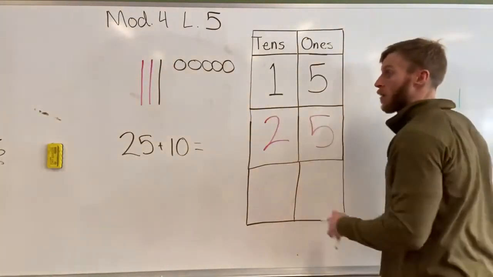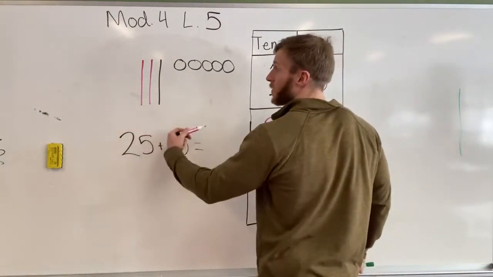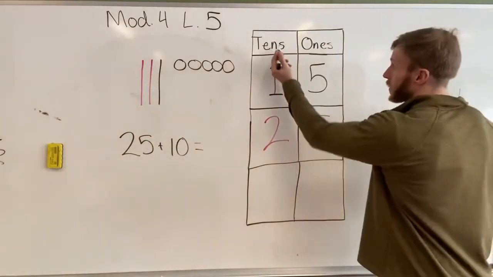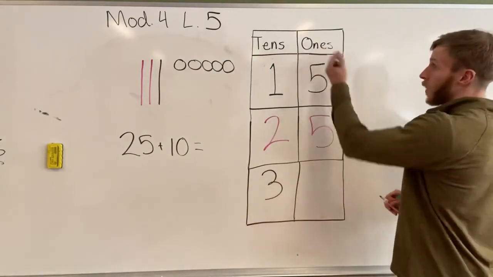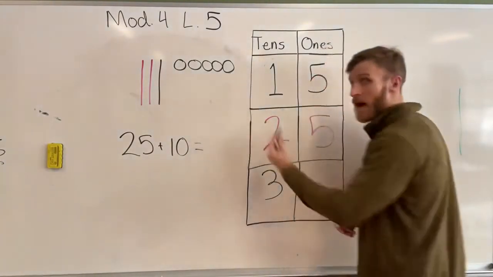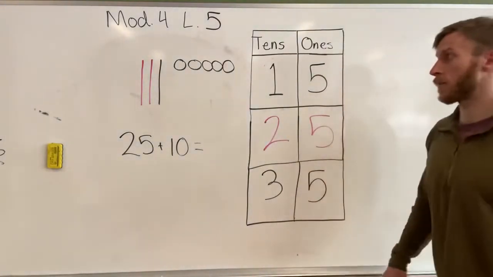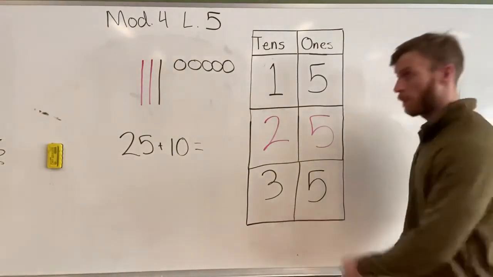Now let's figure out what this is. How many is 25 plus 10? Well, how many 10s do I have? 1, 2, 3. So in the tens place, we write 3. And then how many 1s do I have? I have 1, 2, 3, 4, 5. So I write a 5 in the 1s place. So what is 10 more than 25? 35.